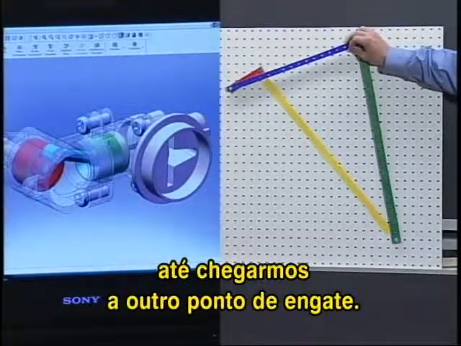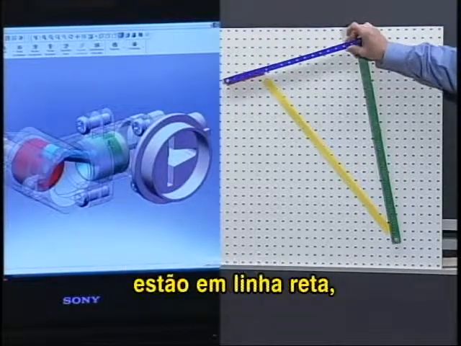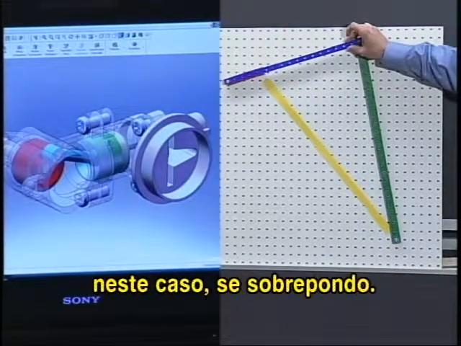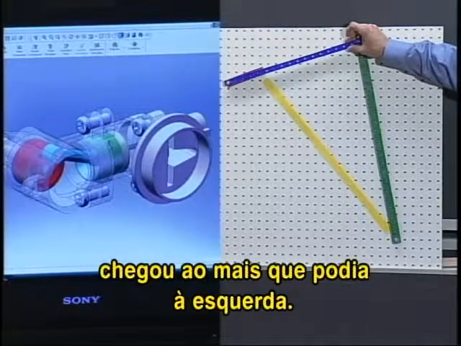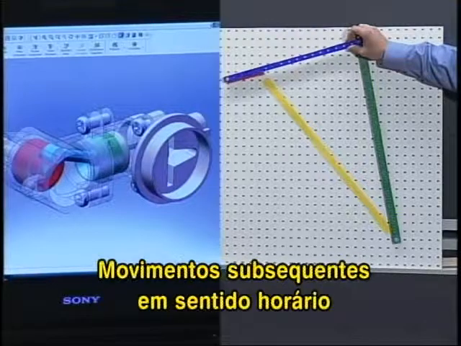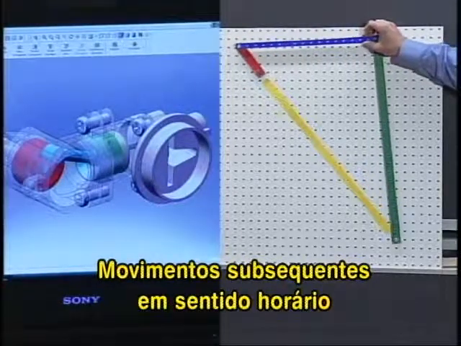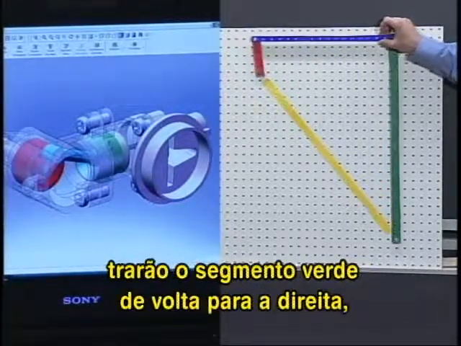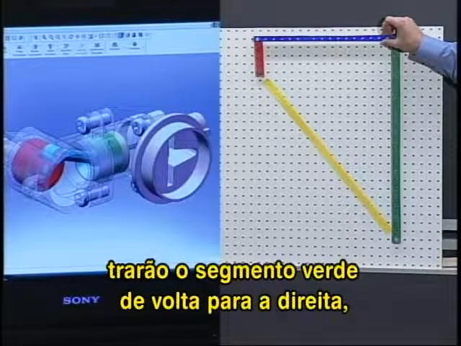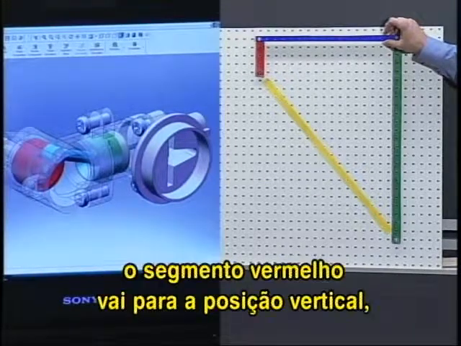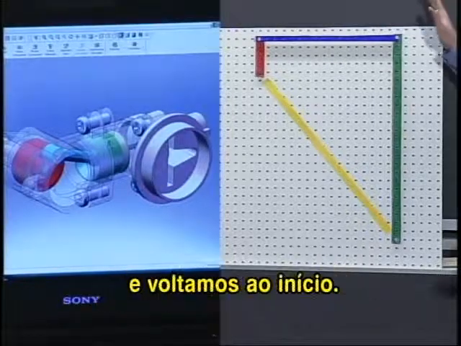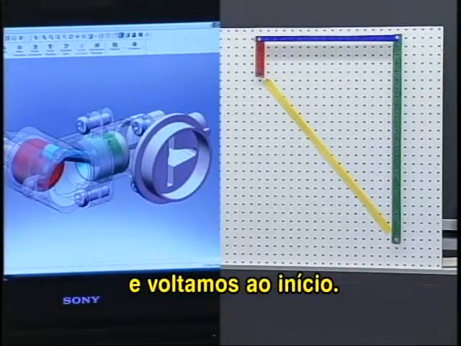another toggle point. Again, the blue link and the red link are in a straight line, in this case, though, overlapping. Now the green link has moved as far to the left as it ever will, and subsequent motions, again, clockwise, will bring the green link back toward the right to the vertical position as the red link comes to the vertical position, and we're right back where we started.